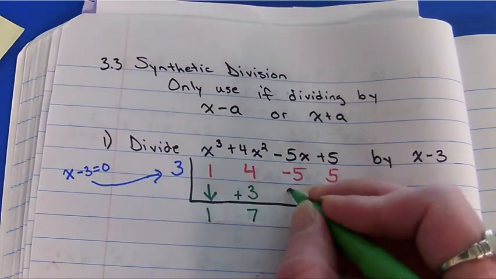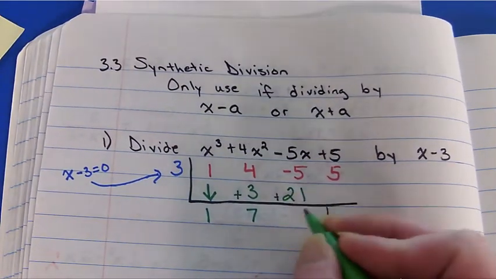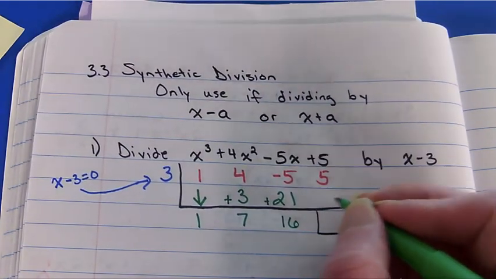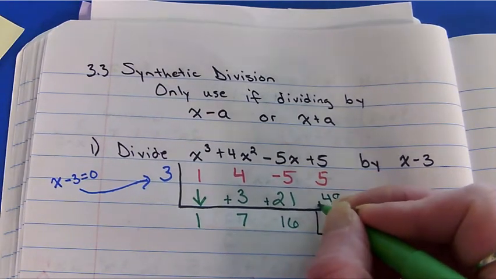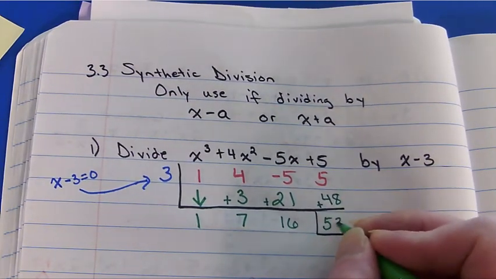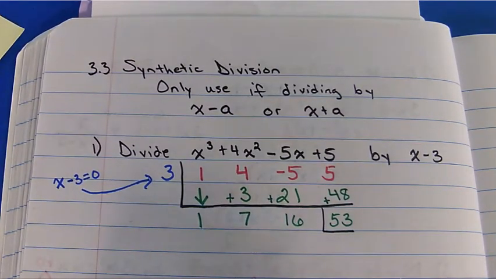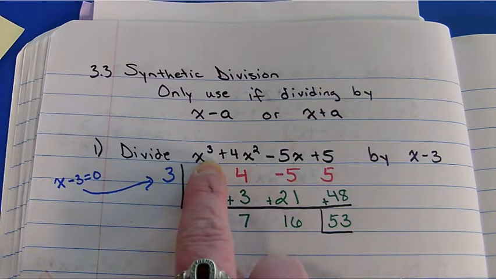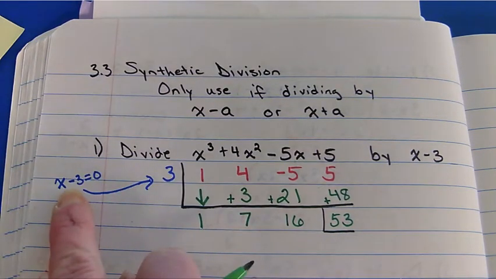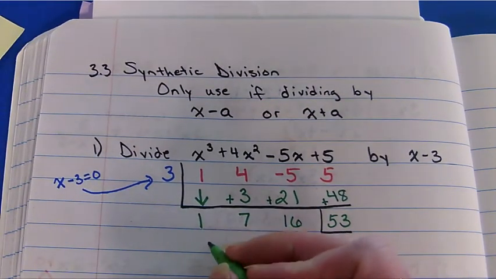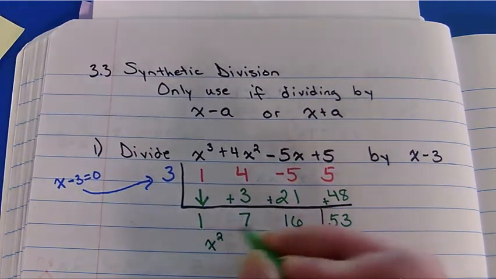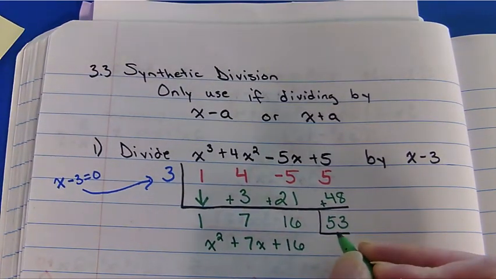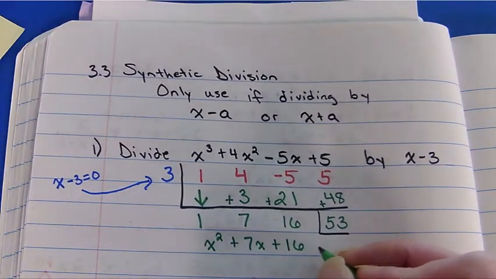7 times 3 is 21. Add down. Get 16. 16 times 3 is 48. And we're going to add down. So that's 53. What I end up with is going to be 1 less degree than what I started with. So I started with an x cubed, I divided by an x, so I'm going to have 1x squared plus 7x plus 16. What's left is the remainder.